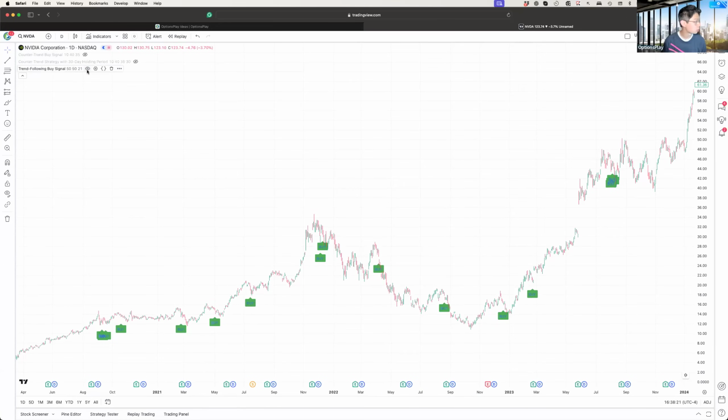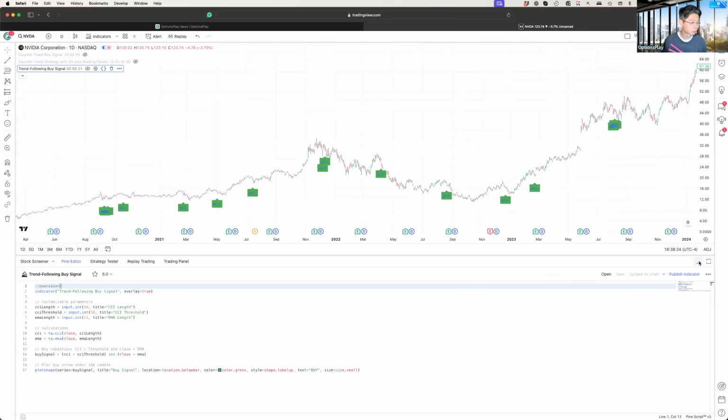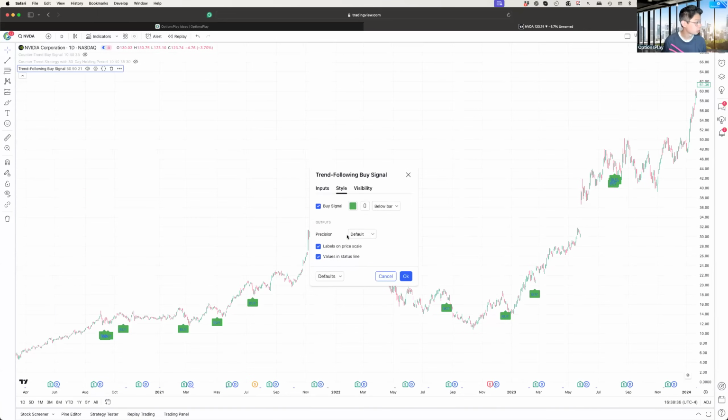And more importantly, what I've done is I basically allowed myself to quickly make changes to these specific criteria, right? So for example, why can't I open this? Here we go. So I use the 50 period CCI. I have a threshold of 50 and I am using a 21 period EMA.